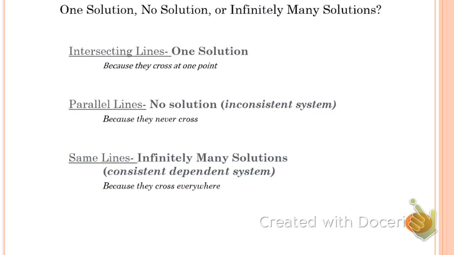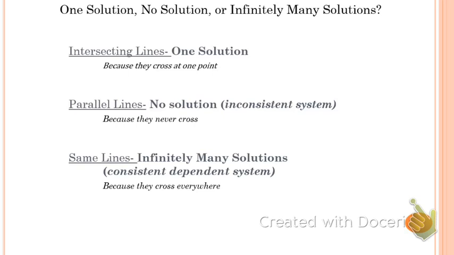So fill in your blanks. One solution, no solution, or infinitely many. Intersecting lines are going to have one solution because they cross at one point. Parallel lines, when the lines don't ever touch, what's the solution? Is there a solution? No. If the point of intersection is the solution and the two lines never touch, then there is no solution. So parallel lines are no solution because they never cross.